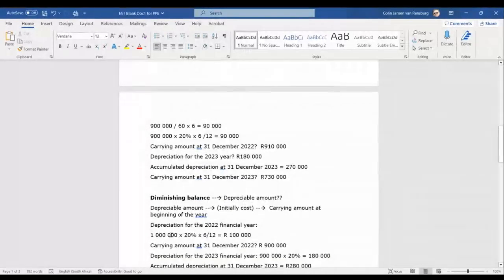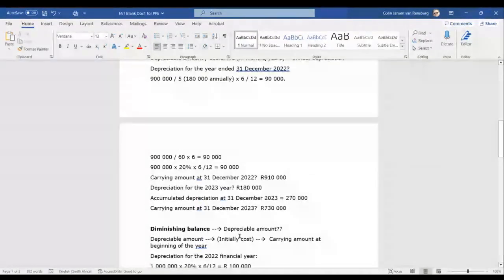So we're going to say in that first year, the 22 financial year, 1 million rands multiplied by 20%. But then again, remember, we only had use of it for 6 months out of the year, not a full year. So we've got to apportion it. So that 1 million rands times 20% gives us 200,000 rands. Multiply by 6 over 12, or half of it, half of 200,000 rands, gives us 100,000 rands. So now, ladies and gentlemen, we've got our depreciation as 100,000.